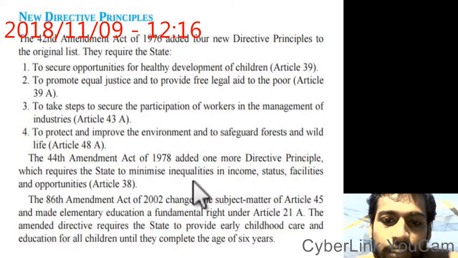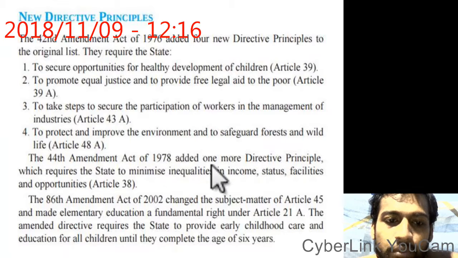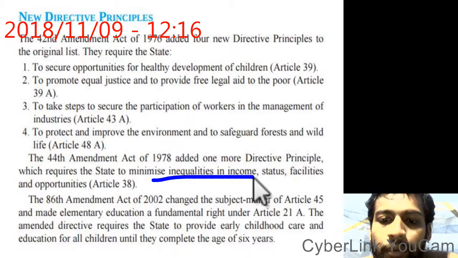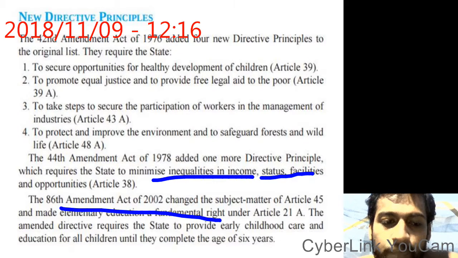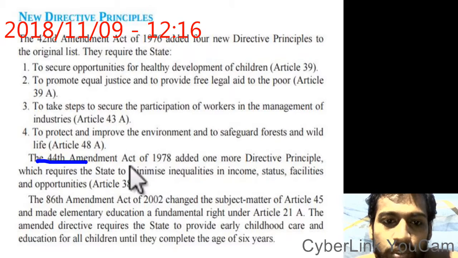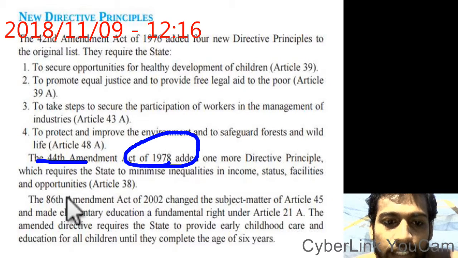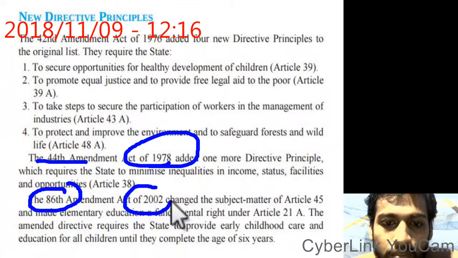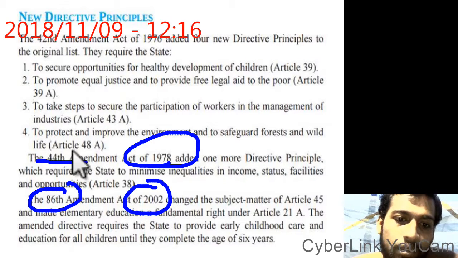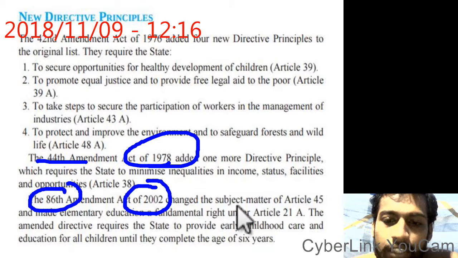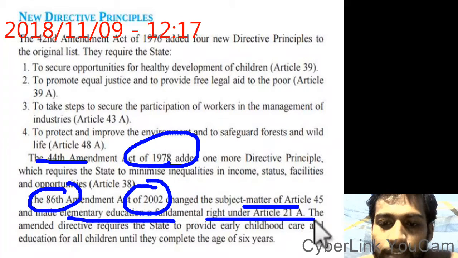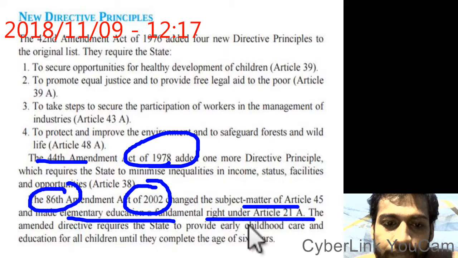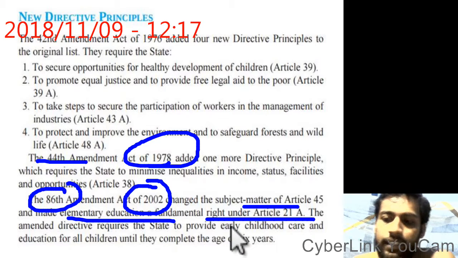So in Article 38 it added one more directive principle which requires the state to minimize inequalities in income, status, facilities and opportunity. The 44th Amendment Act is 1978, and the 86th Amendment Act is 2002. It changed the subject matter of Article 45 and made elementary education a fundamental right under Article 21A.